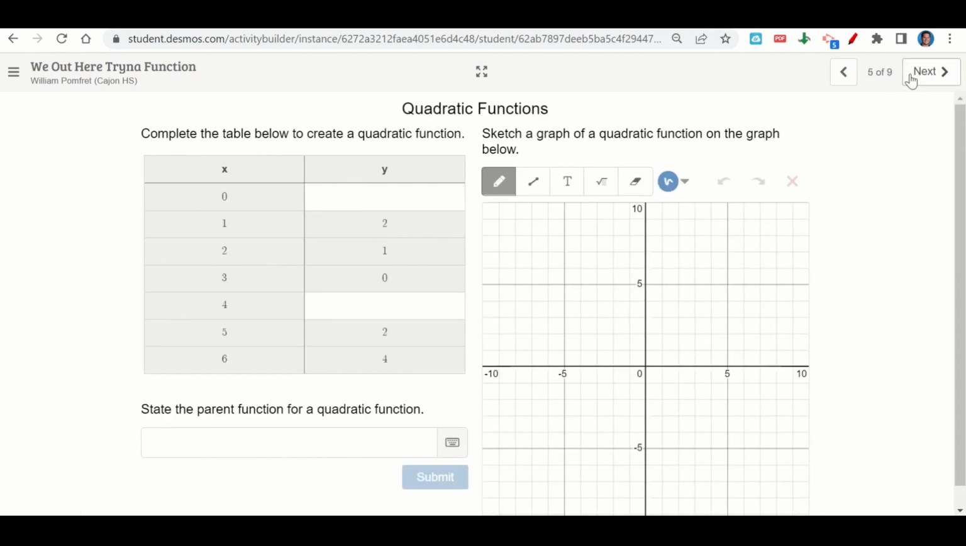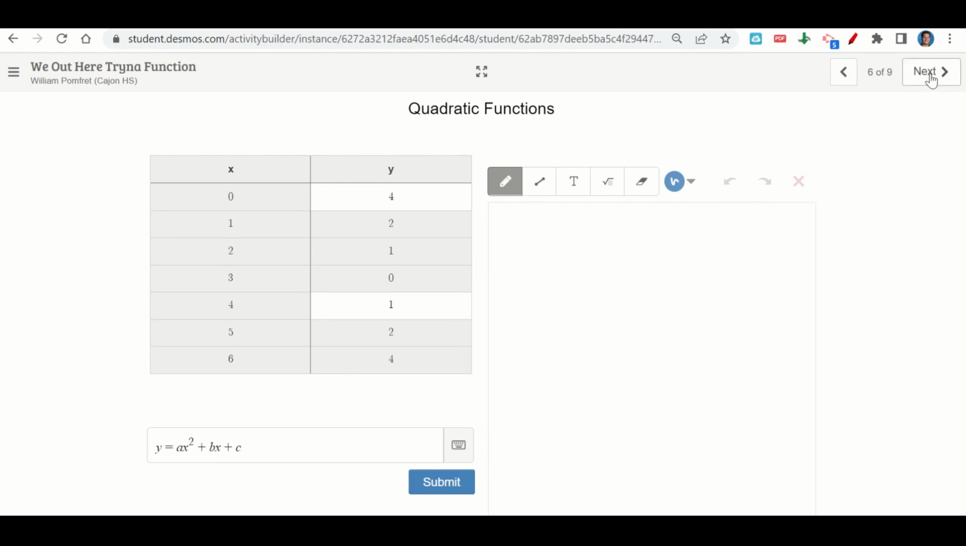The next one is quadratics. You'll just fill in these two tables. Remember, they should be symmetrical. So if this is 0 and this is 1, this is 2 and 2, 4. This should be 4 and 1. Then you'll state what the parent function is, which should be y equals ax squared plus bx plus c. And then we're just going to state what it looks like. It should look like a U-shape or a parabola.